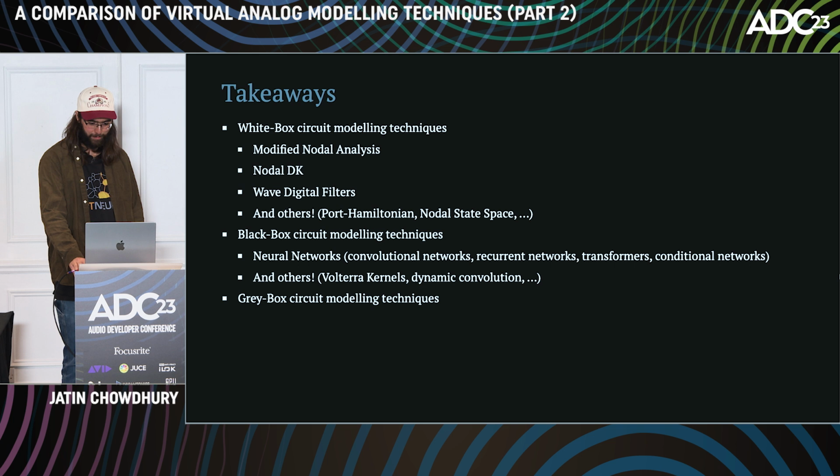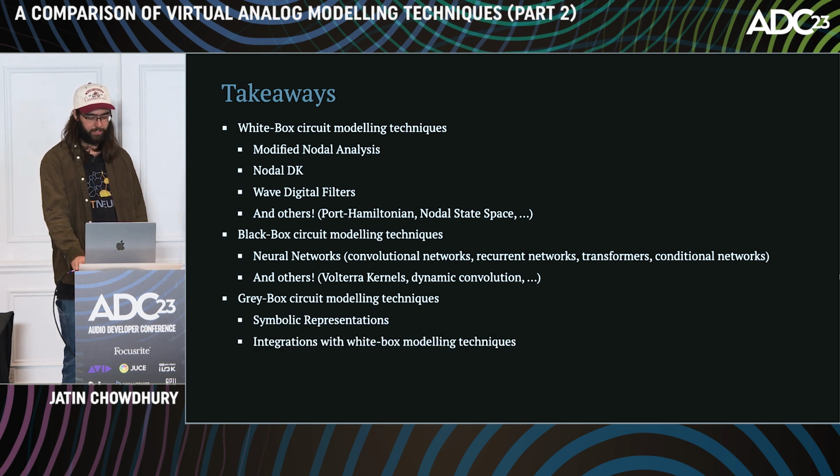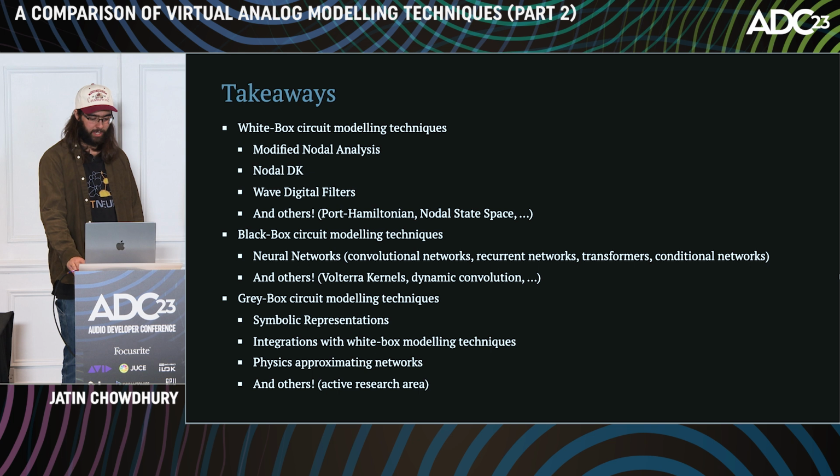And then for gray box modeling techniques, we've talked about symbolic representations, integrating neural networks with white box techniques like the differential WDFs. We talked about physics-approximating networks. And this is a very active research area. So people are coming up with new ways to do gray box modeling all the time. And it's a very exciting time to be doing this kind of thing.